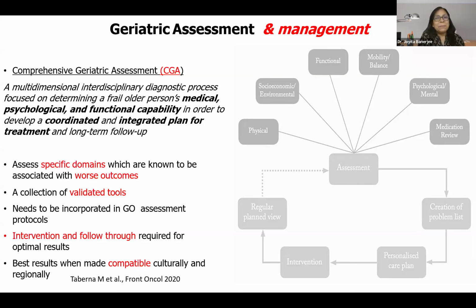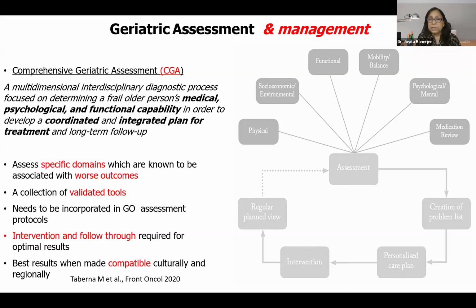Simply speaking, there are specific domains that we need to focus on in an elderly person. And these domains are usually associated with worse outcomes. And we have a collection of validated tools with which we assess these domains. These assessments need to be incorporated in the geriatric oncology assessment protocols. Assessment alone will not help. An intervention and follow-through is required for optimal results. And the best results are achieved when these tools are also culturally and regionally compatible.